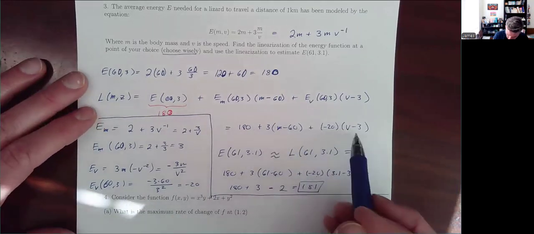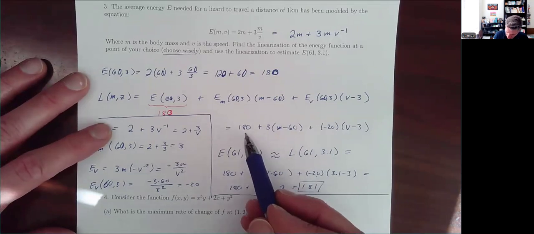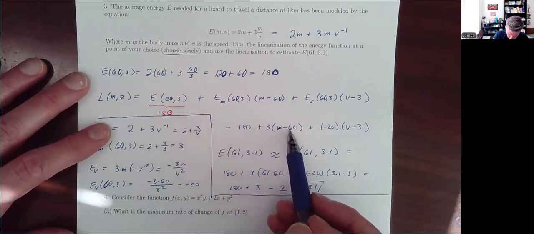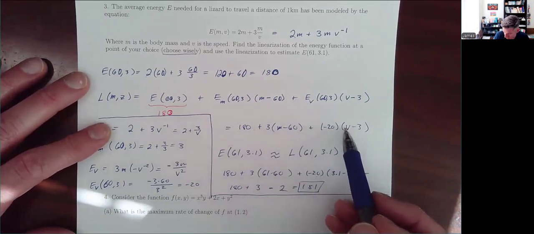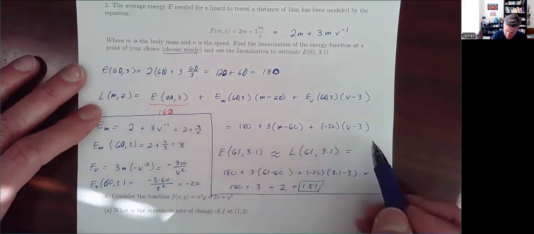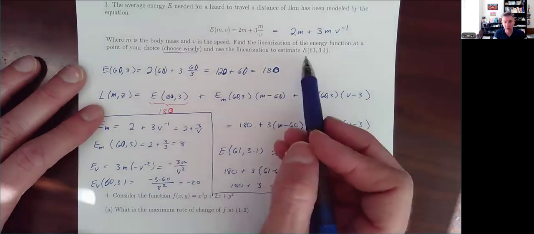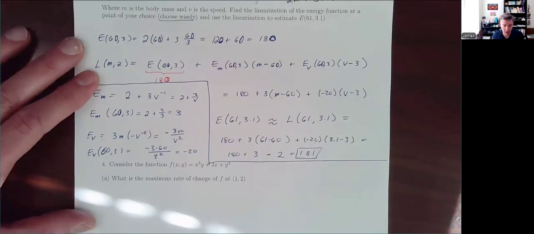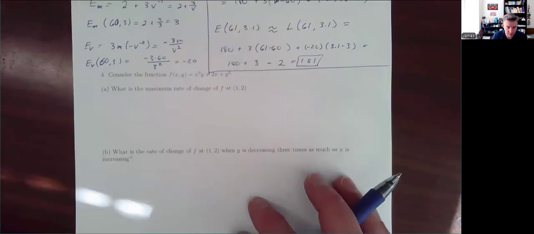You don't want to simplify this, right? It's not a good idea to write this as like 180 plus 3M minus 180 plus negative 20V plus 60. Like usually that's not going to be worth your while. You just want to leave it as is and then plug in the points that are close to where the linearization is. All right, let's look at the next one.